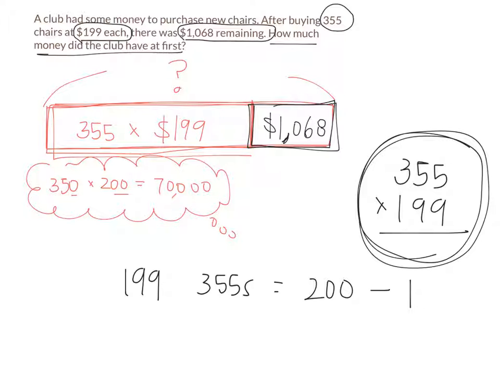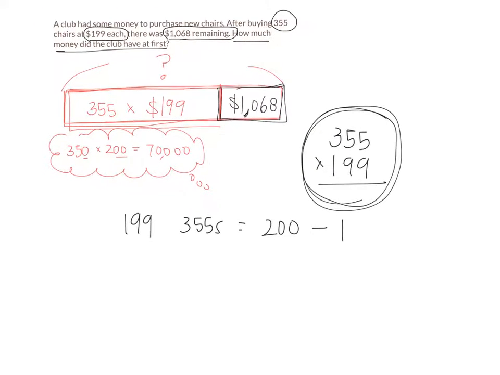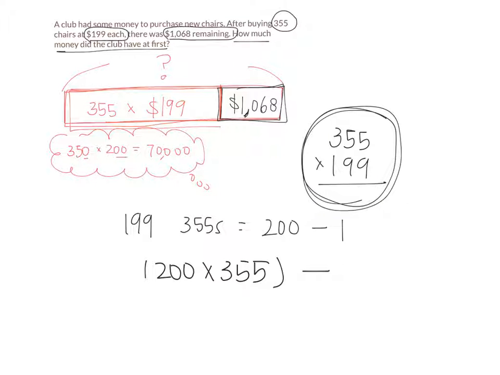Yeah. Okay, so how can I write 200 355s? It would be 200 times what? 355. Okay, so let's do that. We can do 200 times 355, and then I have to take away how many of them? One times 355. Okay, so what's 2 times 355? Well, let's do that using the standard algorithm.